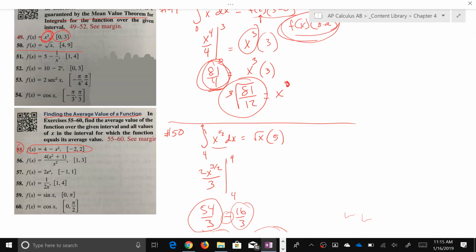Okay. 51. Liv, you look different today. Liv, go ahead. 51. Okay. I mean, it's true. It doesn't look like me.